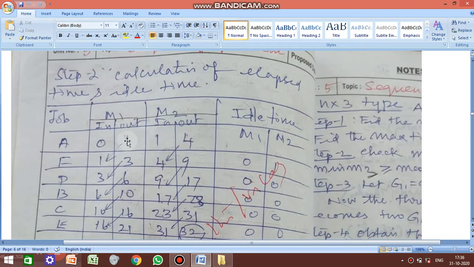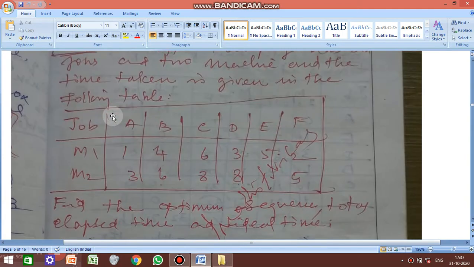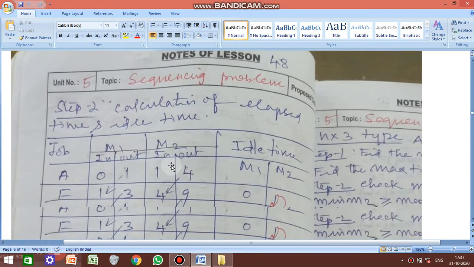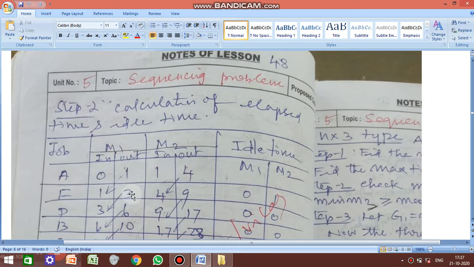Now this out time becomes the in time for the next activity F. To find the out time, you go back to the given problem. What is the time taken for job F under machine 1? 2 units are there. So we have to add those 2 units. You will get 3 units here.